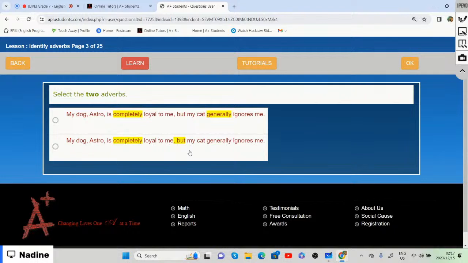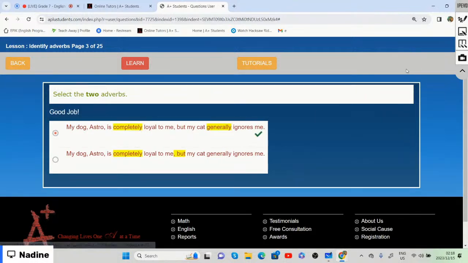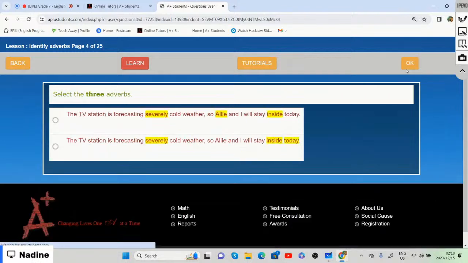And if we identify our adverbs, right, then we will choose option one, which is completely and generally. So well done. Completely and generally is correct.